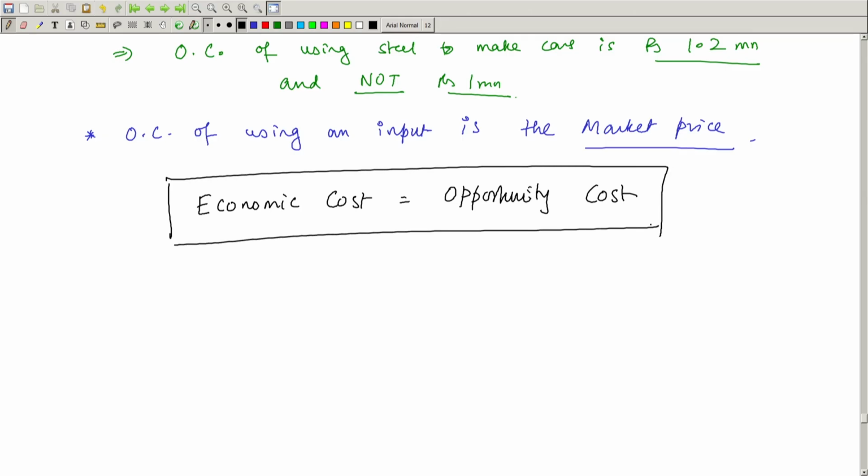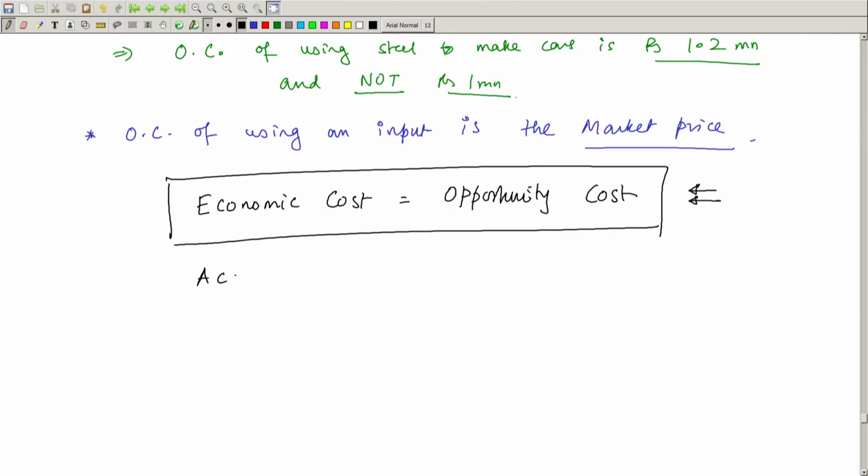Right. So sometimes we will also use the word total cost, and sometimes I will drop the word economic cost and simply say cost. But from now on, whenever we are using the word cost, keep in mind that we always are talking about opportunity cost, right.